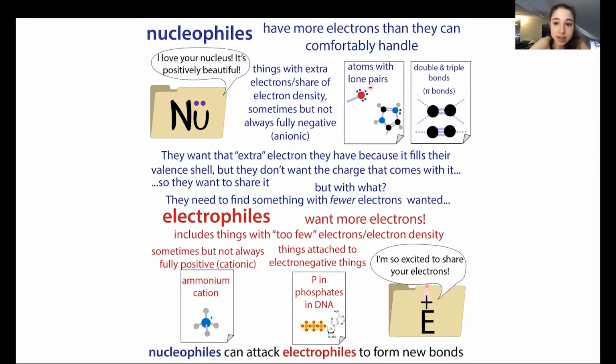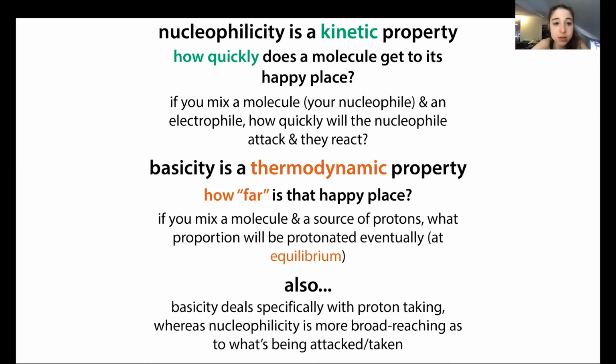But in any of these cases, you have a nucleophile attacking an electrophile. You can remember a nucleophile with a little smiley face, and an electrophile with a plus sign forming a birthday hat. It's also important to know that nucleophilicity is a kinetic property. So it's asking how quickly does a molecule get to its happy place? If you were to mix a nucleophile and an electrophile, how quickly will the nucleophile attack and they react?